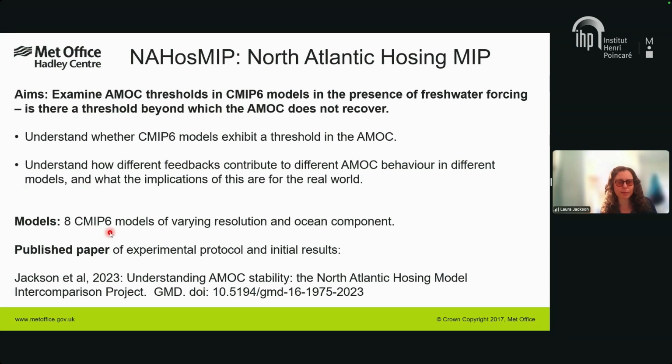So we had 8 CMIP6 models of varying resolution and ocean component. And we have a published paper of the experimental protocol and initial results, which is listed here. And I'm writing up a second paper looking at the mechanisms.